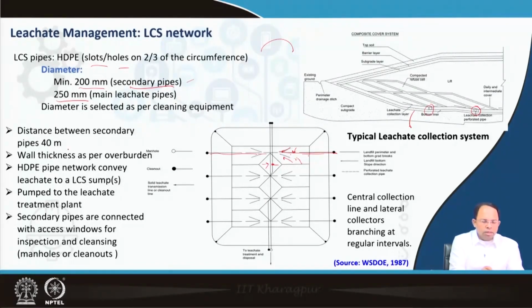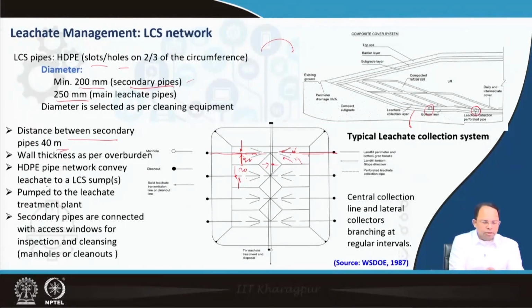Now distance between secondary pipes is roughly around 40 meters, but it could be even less as per requirement. Standard design between two pipelines is around 40 meters. So you can see that this is around 20 meters and this is 20 meters, so the slope is given over here. But this could be even less, even 15 meters as well, right? So we have to design our slopes as per the distance between the pipes. Both these pipes will get leachate from both the sides, so accordingly we have to give slopes to both the sides, right?